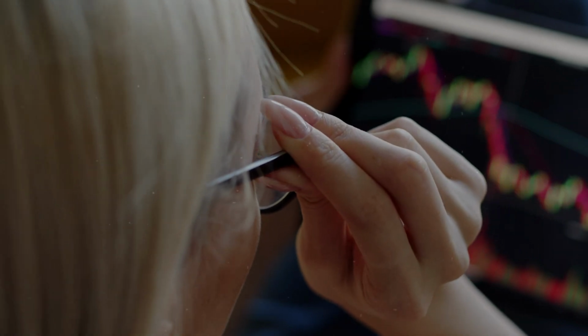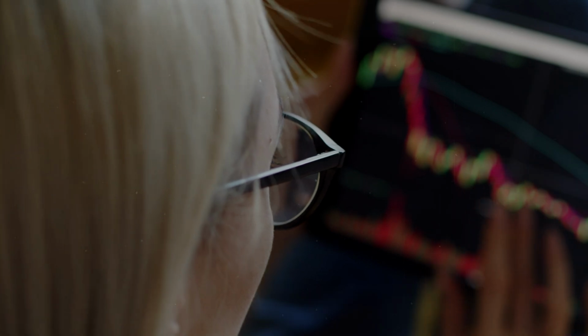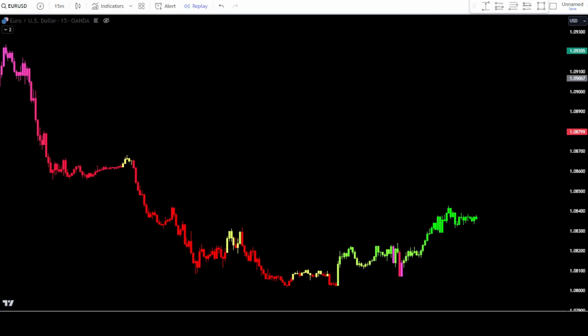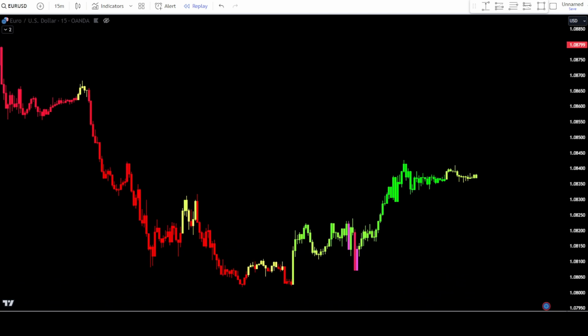This trading strategy can work on all time frames, making it suitable for scalping, day trading, and swing trading. Moreover, you can apply this trading strategy to various markets such as Forex, gold or XAU USD, cryptocurrencies, and stocks. So, make sure you stay tuned until the end of this video.